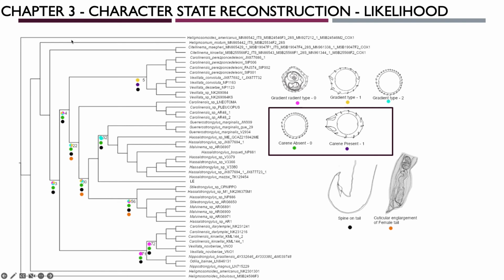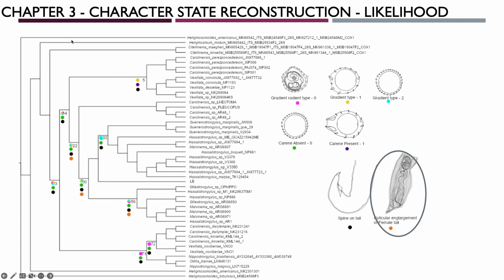And then next we have the crane absent versus crane present. Crane present is only found in this group up here, these Mexican distribution, Mexican Carolinensis and Vexillata. And then the crane absent seems to be present in the rest of the worms and can be used to diagnose clades within the rest of the worms. So that's pretty exciting. And then next we have the cuticular enlargement of the female tail.